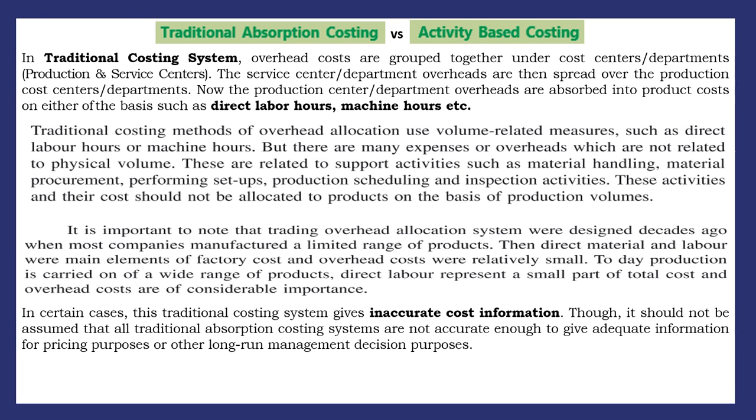But today, manufacturing companies are producing a wide range of products, and you can't imagine the overheads, which are incurred in very large amounts. So direct labor represents a small part of total cost, and overhead costs are of considerable importance. And it is also identified that in a few cases, the traditional absorption costing system gives inaccurate cost information. So that is also one issue with the traditional absorption costing system. Now, what is the solution?